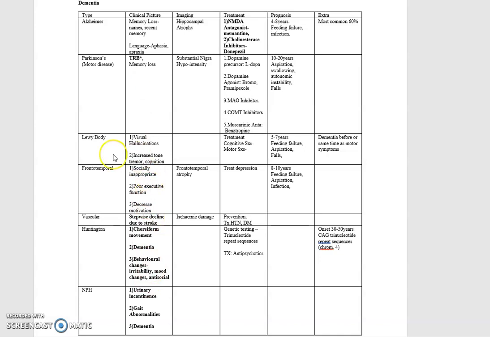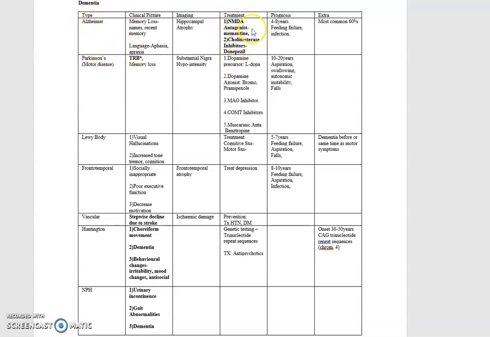Now we're going to start with Alzheimer's dementia. Usually it is characterized by memory loss, for example, the person finds it difficult to remember names and things that have to do with recent memory. Also, there's a problem with language, aphasia, apraxia. So I won't say much about Alzheimer's dementia.